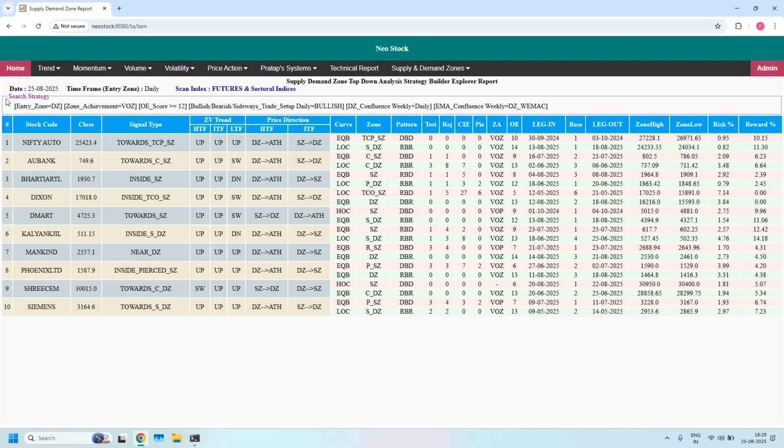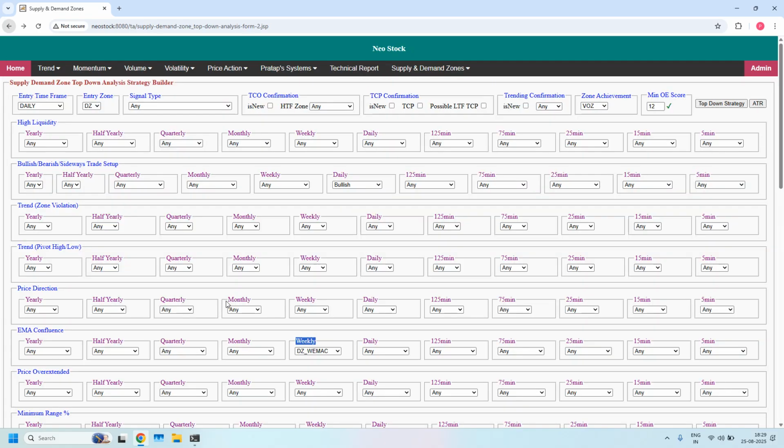Any doubt, always look into the search strategy so that you understand how we filtered the stocks. Okay, next strategy, LTF, ITF and even HTF demand zone confluence. After that, HTF demand zone with HTF EMA confluence. So I'm going back, removing this EMA filter because it is ITF specific. Now we should focus on HTF.